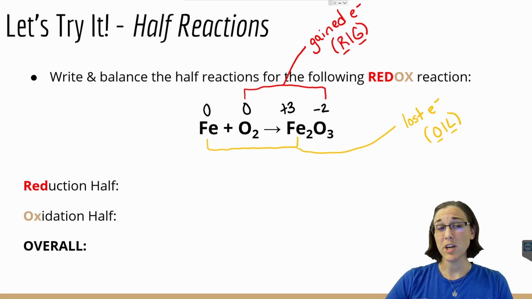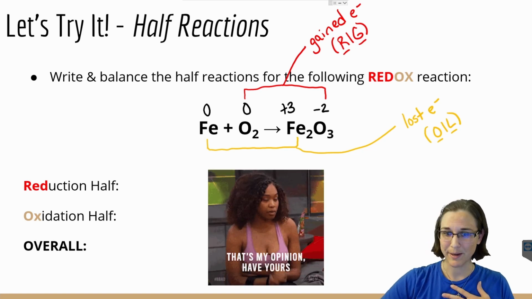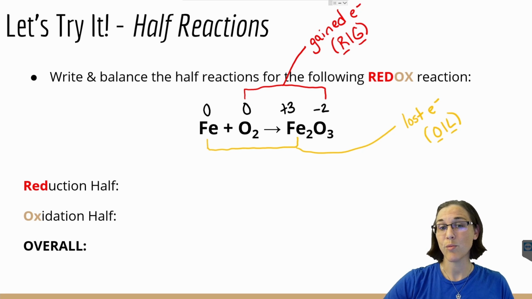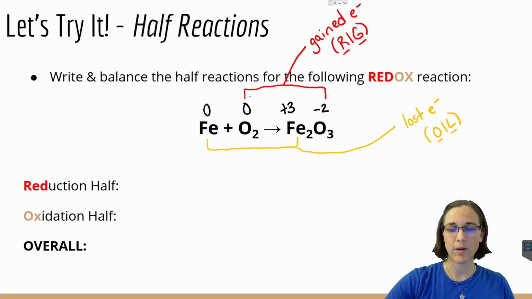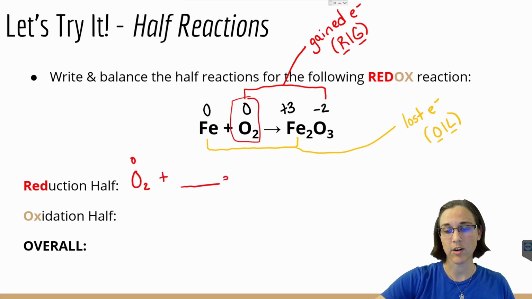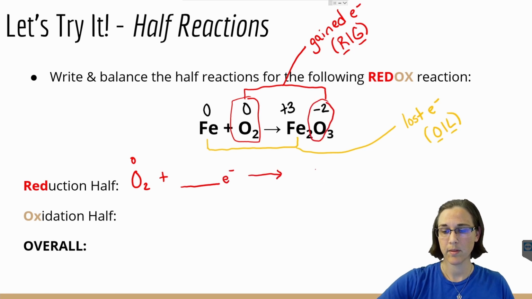As always, let's start with the reduction half because that's the easier one to start with, in my humble opinion. So if we're starting with the reduction half, we only care about what's happening to oxygen. In this case, we start with oxygen, diatomic, in its standard state, reacting with some number of electrons to form oxygen -2. Now, just as before, you might say, oh, this is easy.